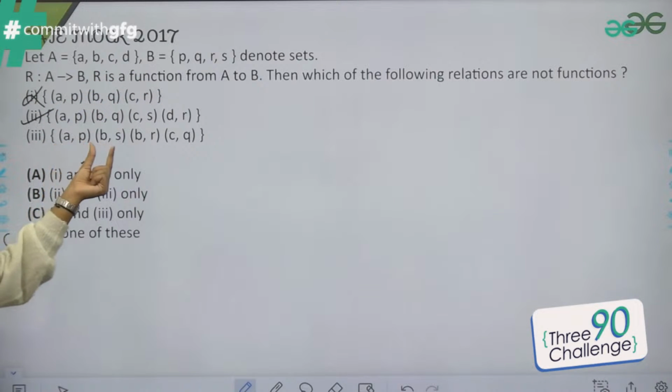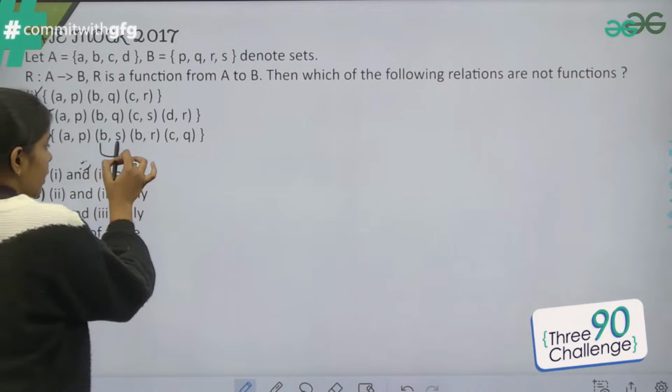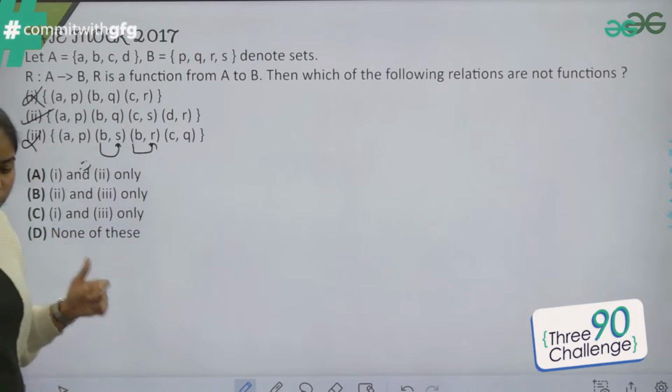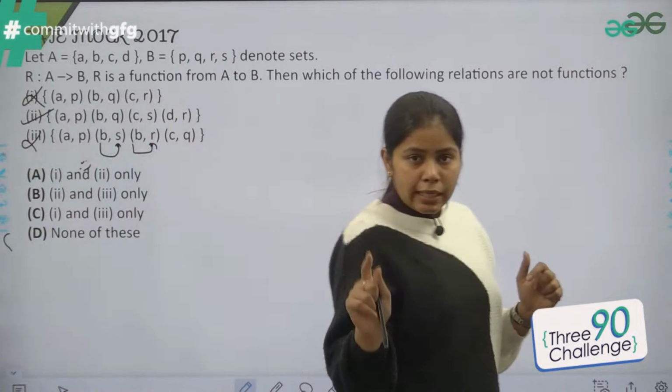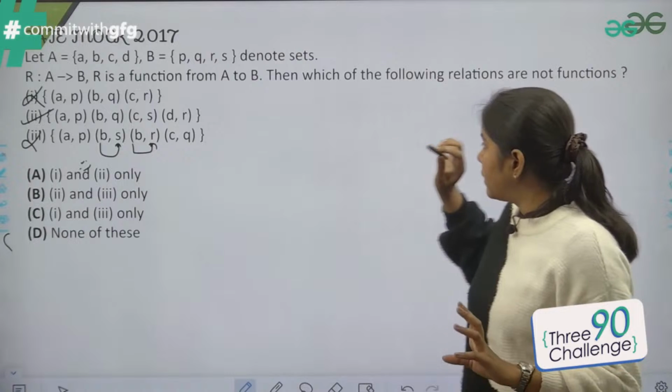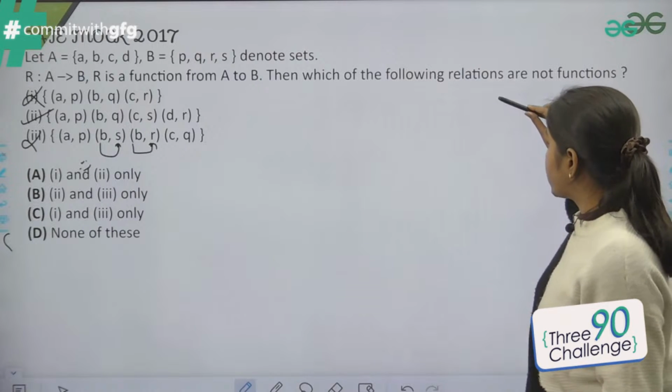It says that A maps to S, and B maps to R. So you can see that B is mapping to S, B is mapping to R. So this would not make a function because B cannot map to two elements. So first and third are not relations, not functions.